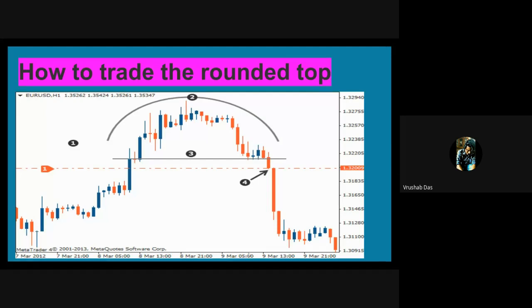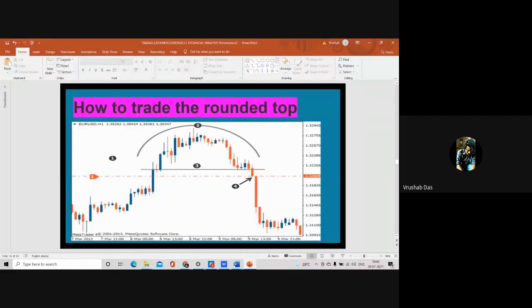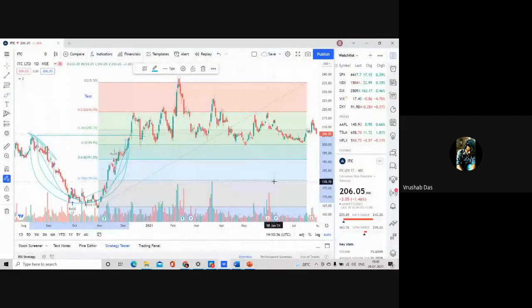How to trade with the rounded top pattern? To trade this pattern, look for the neckline that is marked on the chart. I have to show the chart also. In this, you can see the neckline at 206.05. This is the neckline I have taken. On every chart, if you are on TradingView, you will see the red line at this point. This will be your neckline.